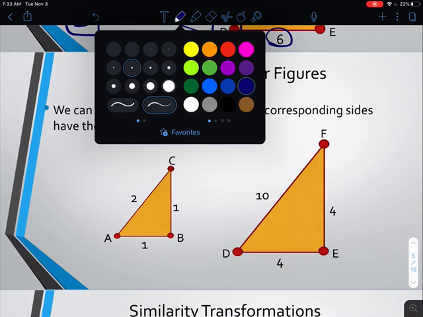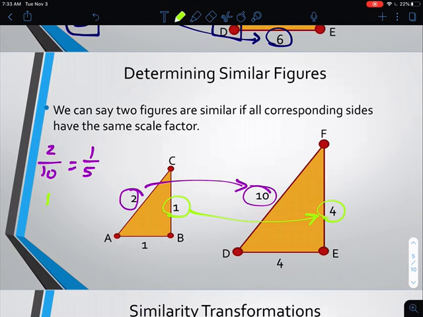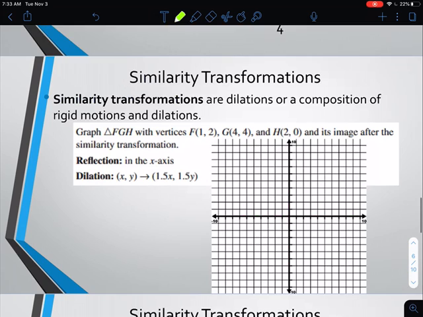Now if we look at this next figure, and we start going through the same process, in this case I start matching up pieces. I go 2, which matches up with 10, and again I'm just going to go same direction, 2 over 10, which would reduce down to 1 over 5. And then when I pick my next set of sides, I have a 1 matching up with my 4, go the same direction. And so I have 1 over 4, which doesn't reduce. And so if I look at this, these two are not the same. I've got a 1 over 5 and a 1 over 4, so that means these are not similar. So all 3 sides have to come out to be exactly the same thing for that similarity to work. Okay.